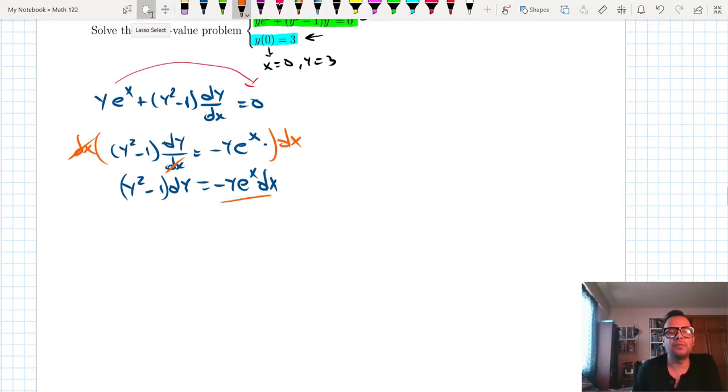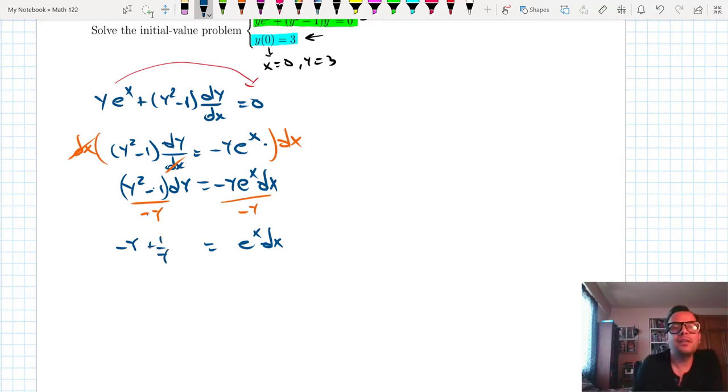And let's divide both sides by negative y. Okay, so on the right hand side we get e to the x dx. On the left hand side, y squared divided by negative y is going to give us negative y, and negative over negative 1 over y is plus 1 over y. Let me write down the negative term first and the positive term and then the negative. I think it'll be easier to read. And I forgot the dx right here.